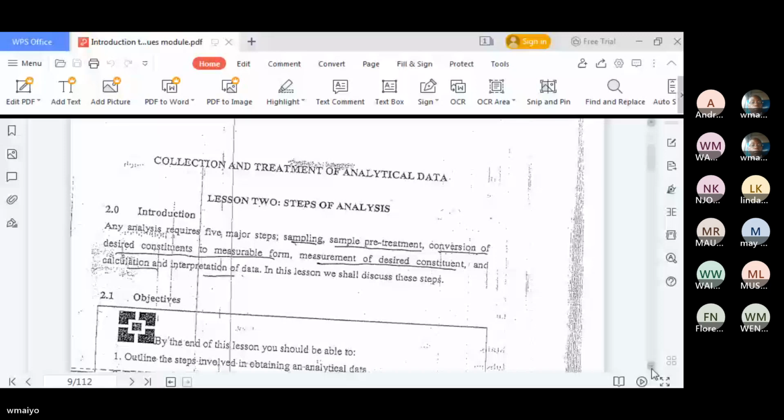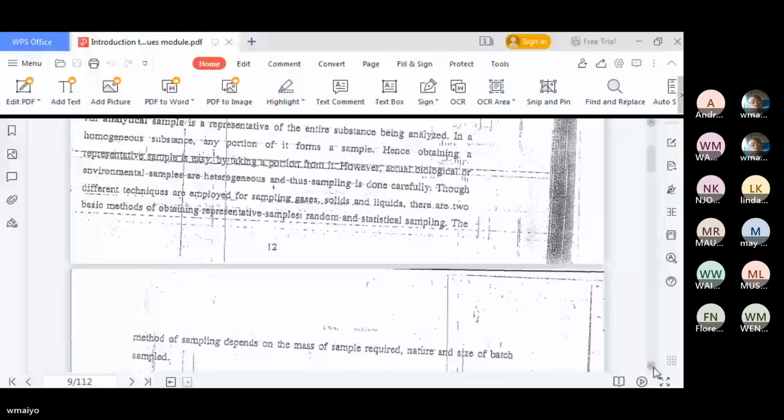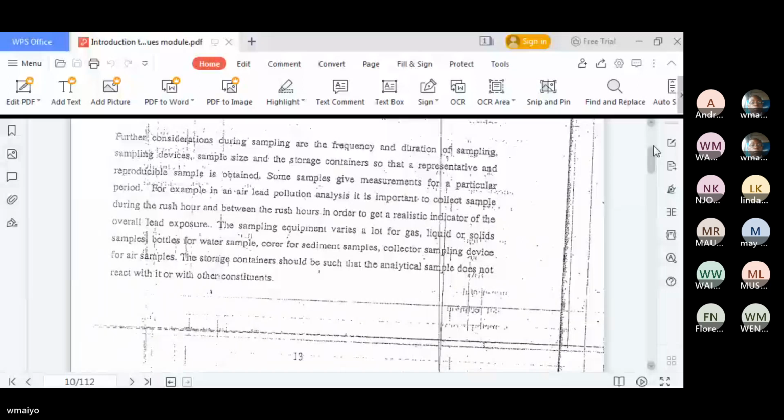Then now in the sample pre-treatment, once you get your sample, you perform some treatment to ensure that your sample is stable, or it is in the same form as you collected, awaiting analysis. Because where you are sampling, your analyte might not be very near to the lab, so you need to transport it and so on.